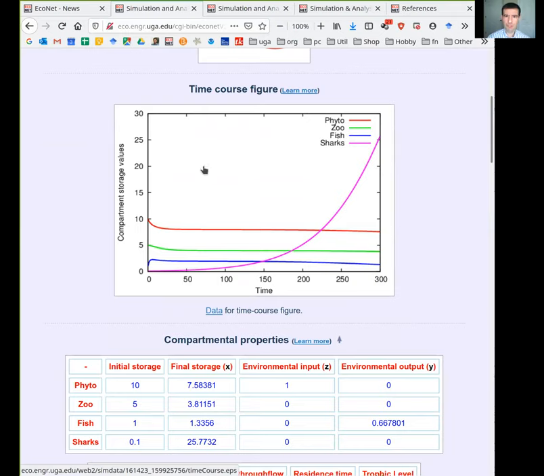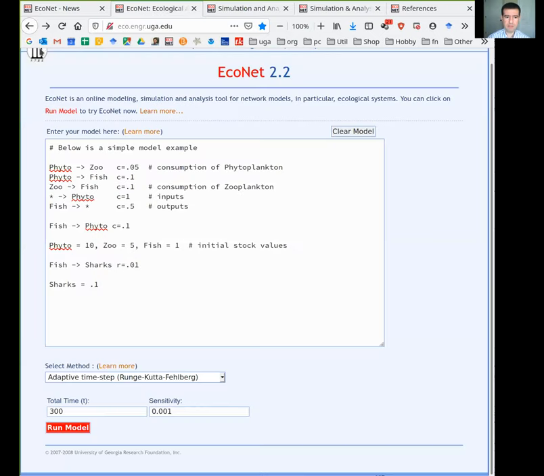That's because sharks should either die or migrate. So they should have some death term in them. Otherwise, the system is never going to stabilize. So I can do that by adding sharks go to the environment with, again, some rate. Okay, let's run that now.